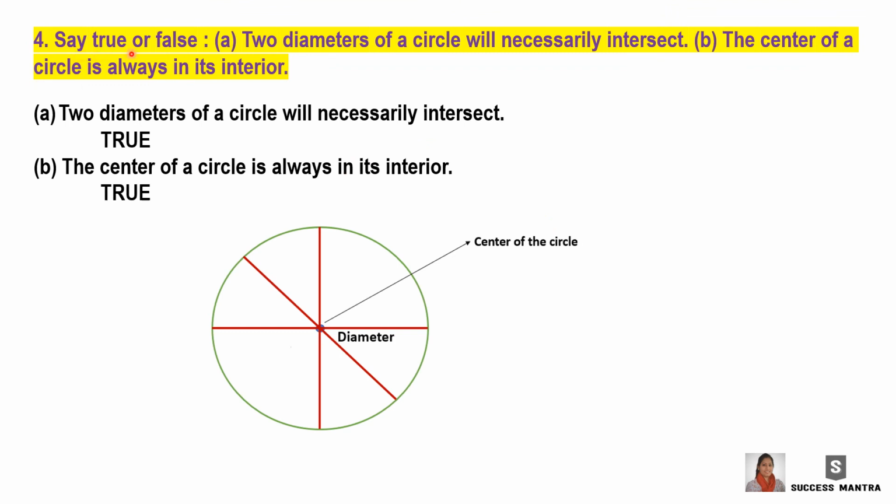Fourth question is to say true or false. First question is, two diameters of a circle will necessarily intersect. Yes, it is true because all the diameters pass through the center of the circle, so they definitely meet at the center of the circle. Second question, the center of a circle is always in its interior. That is also true. The center of a circle is always in the interior of the circle.